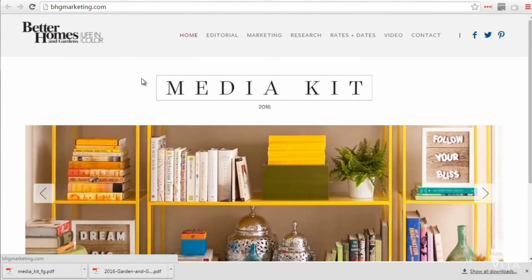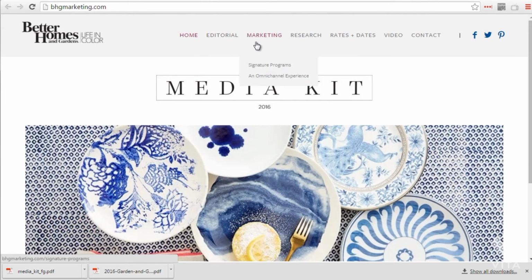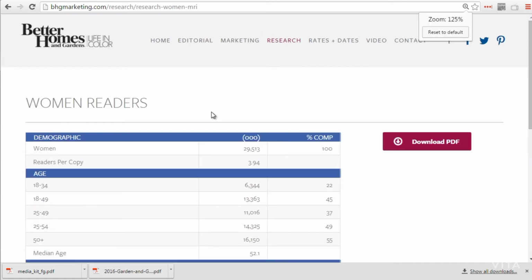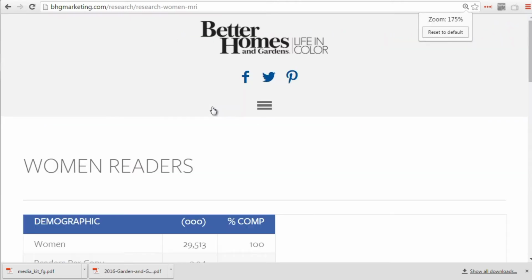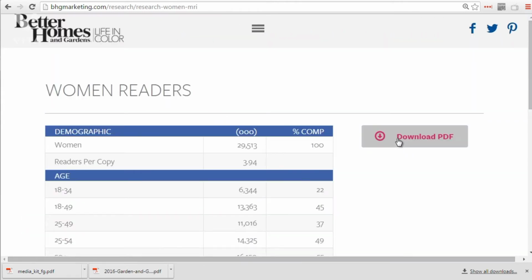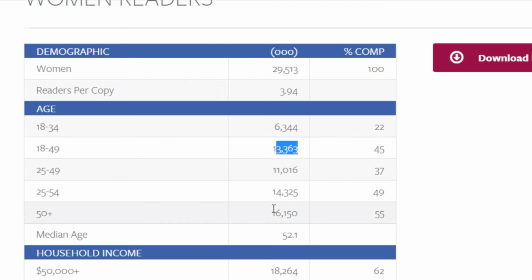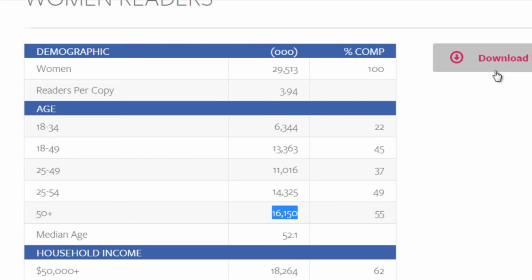Okay, so I guess this whole thing is the media kit. So: research, adult readers, women readers, tablet demographics. I'm going to click on women readers. And the question is, does it compare with what we have been looking for in the past? For example, we can see that the majority here is about 18 to 49, but it jumps, no, actually 16,000 is up here. So that confirms it's 50 years and older.